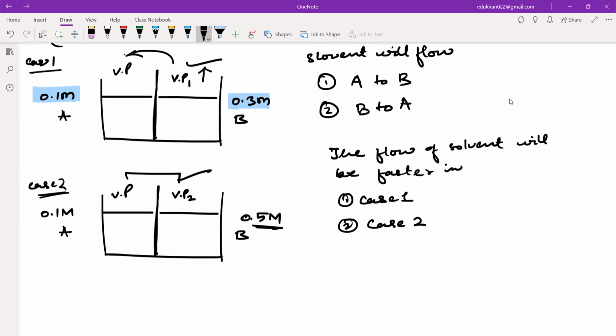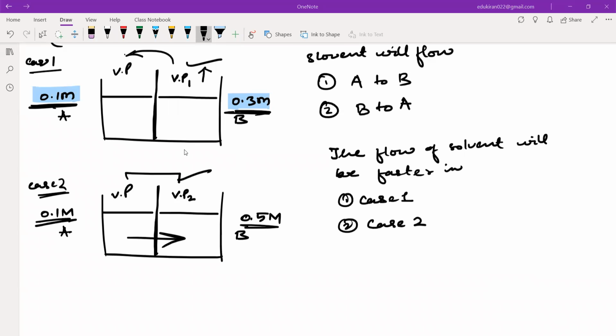And also one more thing you have to understand. Now, I don't know why I'm explaining this once again. Please listen very carefully. What is responsible for osmosis? The difference in the concentration, right? If the difference in concentration is high, that means the flow will be faster. Yes or no? Tell me.